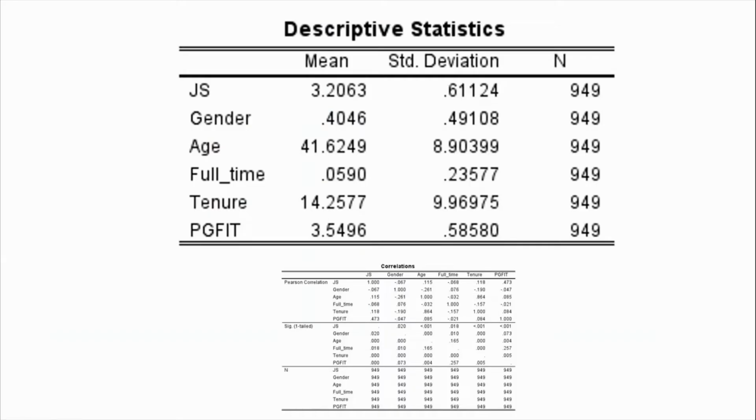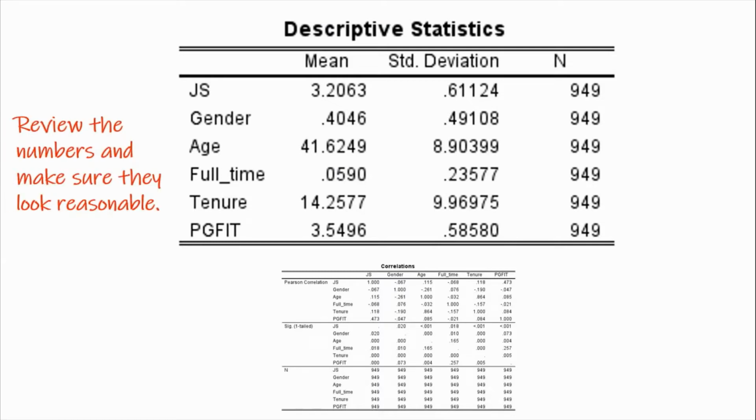Because I selected descriptives, the first table I will see is the descriptive statistics of all the variables in my model. Now you just want to make sure that the numbers here look reasonable, and they do, and I have no reason to believe these numbers are too extreme. So let's take a look at the correlations table below.